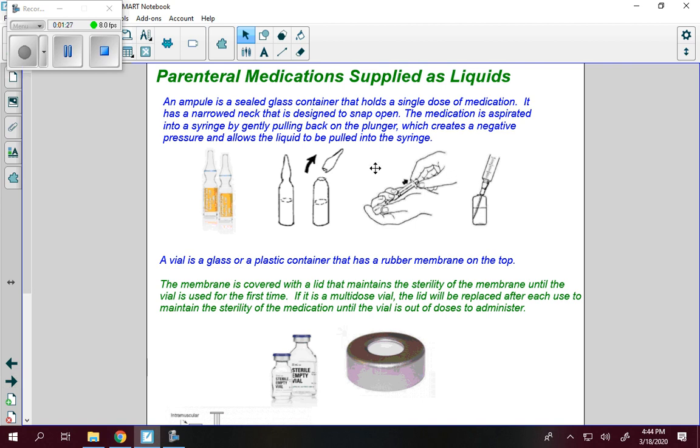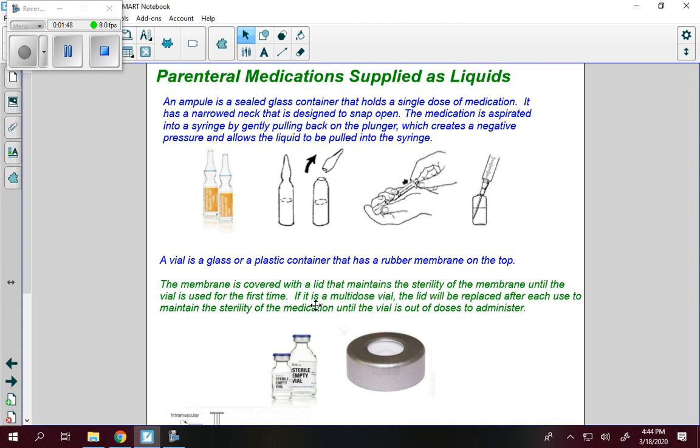Parenteral medication supplied as liquid. An ampule is a sealed glass container that holds a single dose of medication. It has a narrowed neck that is designed to snap open. The medication is aspirated into the syringe by gently pulling back on the plunger, which creates a negative pressure and allows the liquid to be pulled into the syringe.